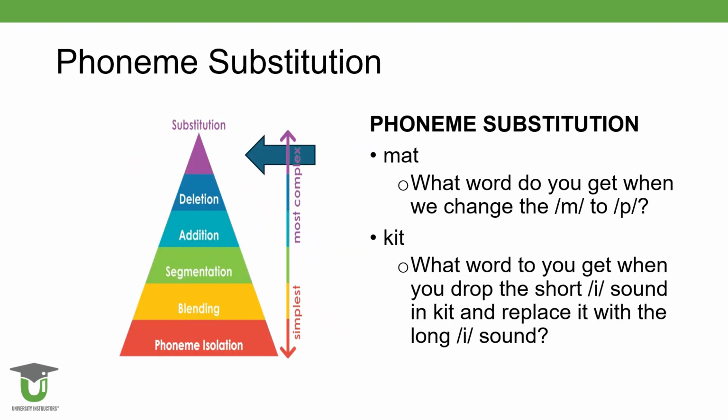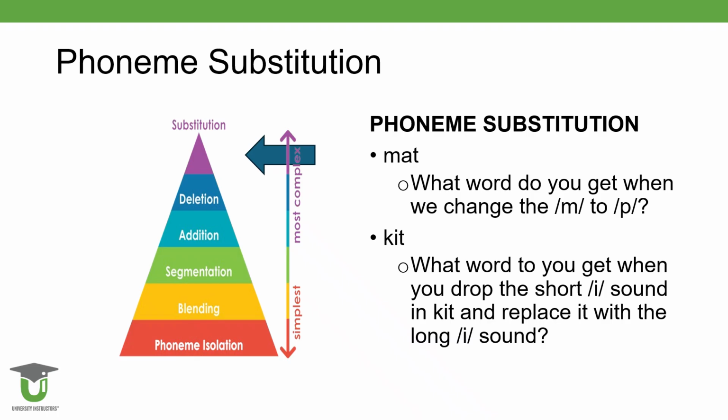Phoneme substitution, the most advanced of all the manipulation skills on our pyramid, requires that a student know how to both delete and add phonemes. In a phoneme substitution exercise, a student might be asked to drop the initial phoneme in the word mat and replace it with p, making the new word pat. Another example is if a student was asked to drop the short I sound in kit and replace it with the long I sound. So when they do this, the word kit becomes kite.